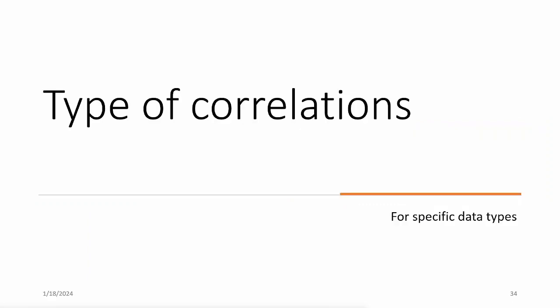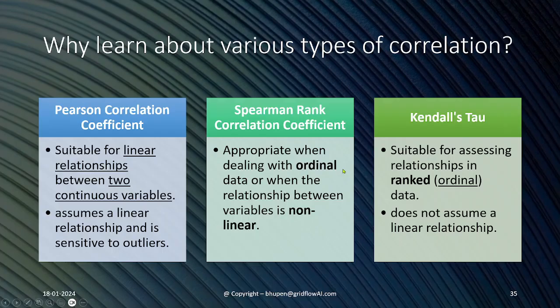Okay, so let's talk about types of correlation and the specific data type. Essentially, why do we need to learn about the various types of correlation? We have various scenarios. For example, we could be dealing with continuous variables. We could be dealing with data which is linear or non-linear. We could be dealing with data which is ordinal and still be linear or non-linear. We could be dealing with data which is ranked data. Now, I've categorized each of these situations.